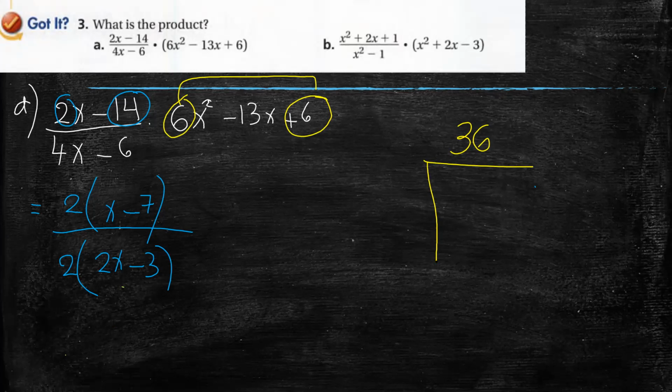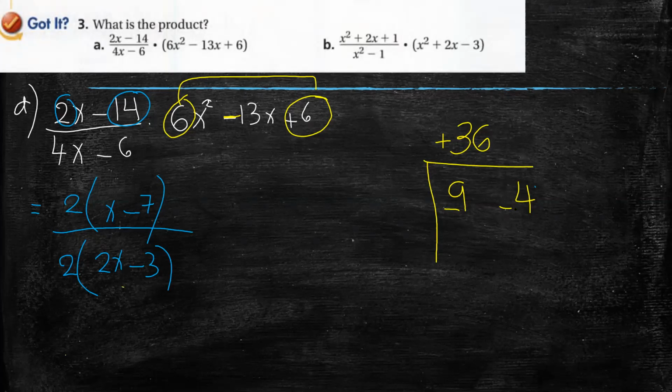Teacher, what are the factors? We have 12 and 3, 9 and 4. They are plus, but I want the sign here to be minus. So negative 9 and negative 4. Once you multiply them, you get positive 36, and when you add them, you get negative 13. Is it right?